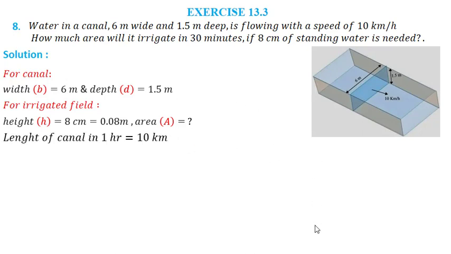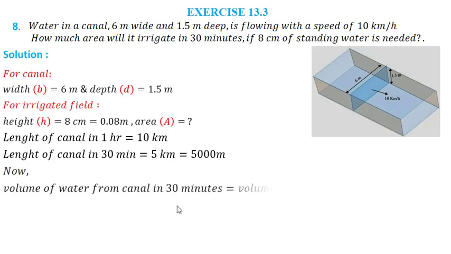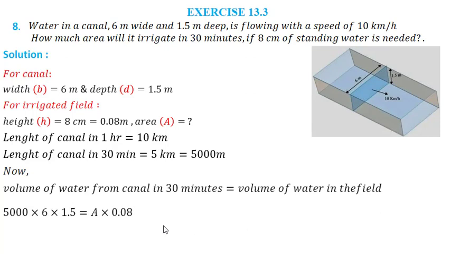Now the length of canal, as I discussed, in 1 hour is 10 km. So the length of canal in 30 minutes will be 5 km, that is 5000 meter. So in 30 minutes, the volume of water in the canal which flows into the field will have length 5000 meter, breadth 6 meter and depth 1.5 meter. And all this water will go in the field. So we will say that the volume of water from the canal in 30 minutes will be equal to the volume of water in the field, and we put the respective formulas.